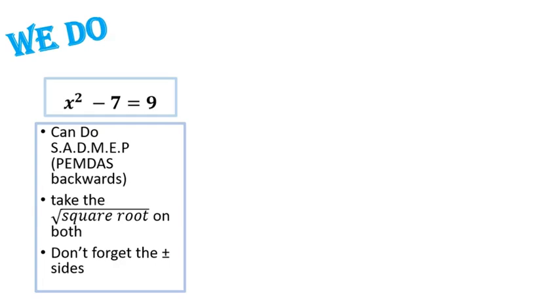Okay, great. So now that you know the difference, we're going to work through each of those examples from the know the difference slide, and then you will have your own to try on your you-do slides. So this one says x squared minus 7 equals 9. It tells you here in the steps that you can do SADMAP, which again is your PEMDAS backwards. You have to do that first.